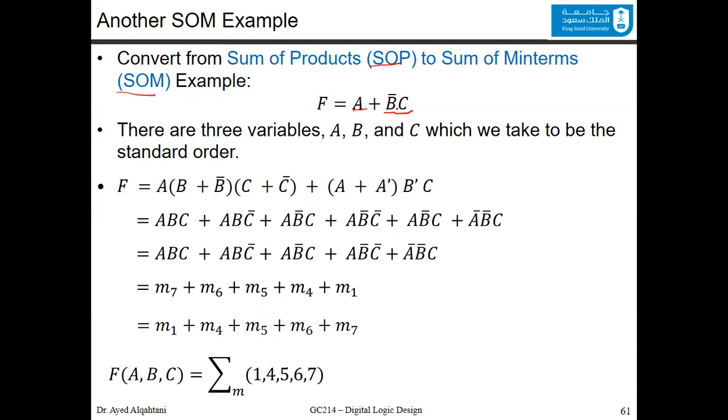You do it by checking how many variables first. There are 3 variables, A, B, and C. You can see it in the function. And you know that you are missing the B and C in this term, and you are missing the A in this one. So you add them this way, A, and then you add it with B or B bar, and this one you add it with C or C bar. Here you are missing the A, so you add it this way, A or A bar, and add it with B bar, C. And then you do the distribution.